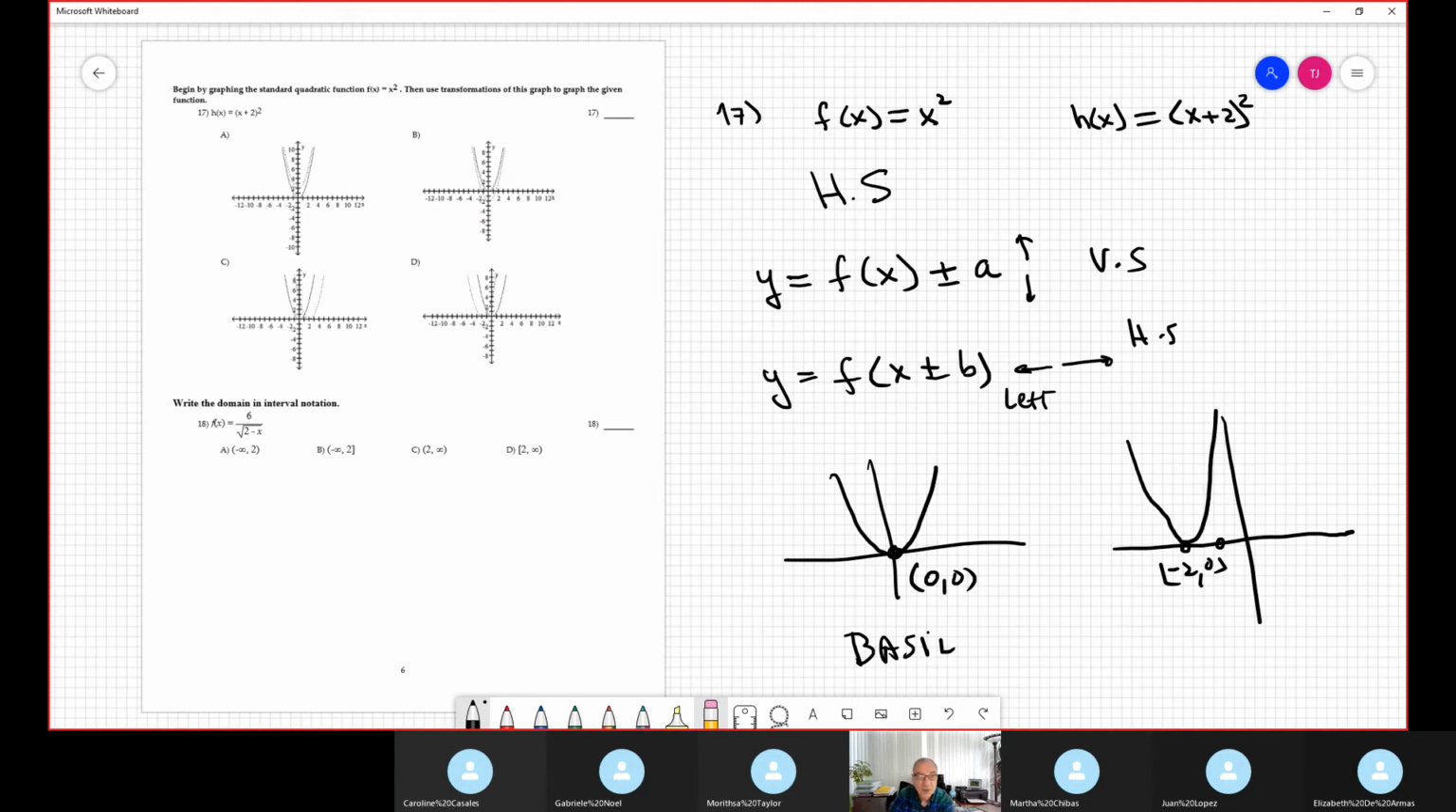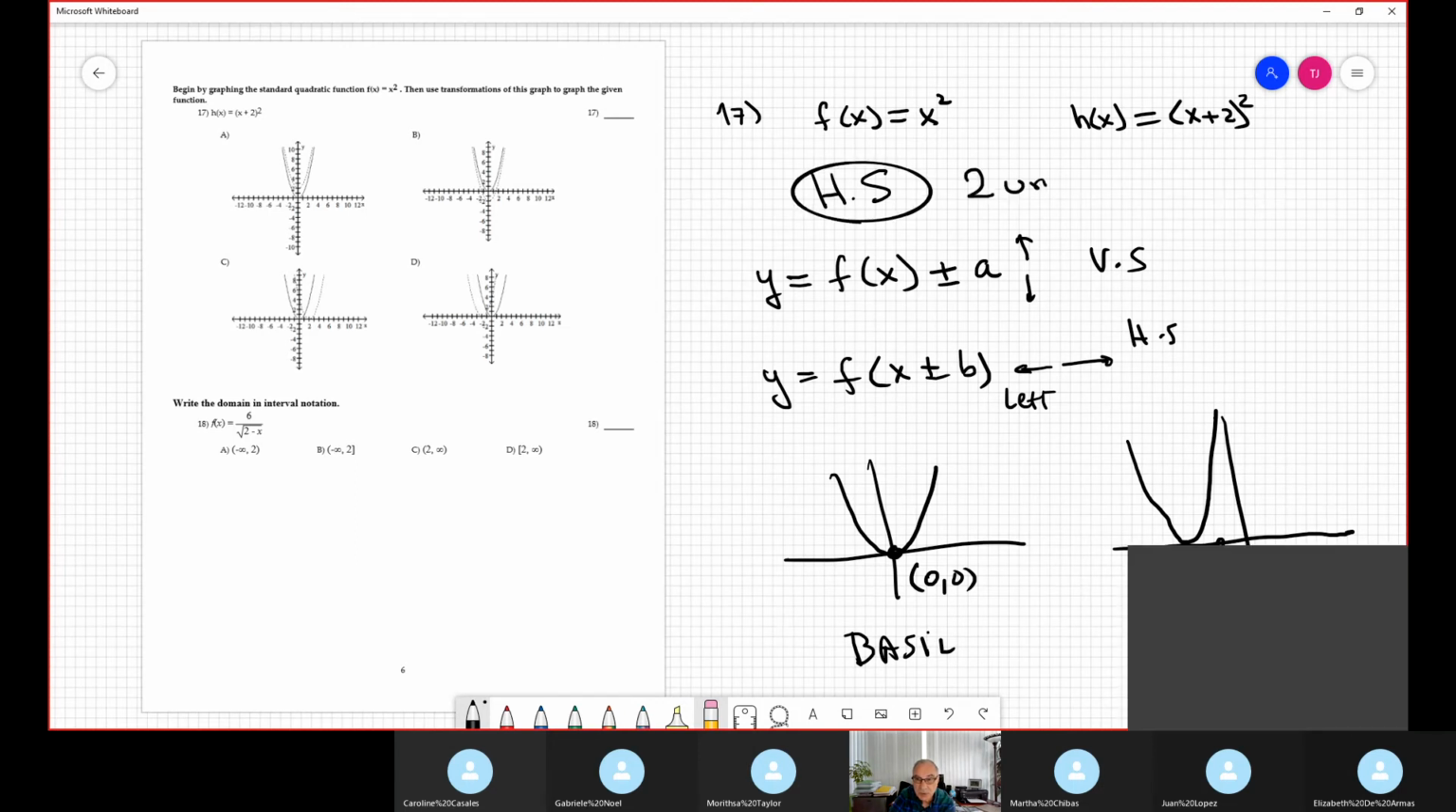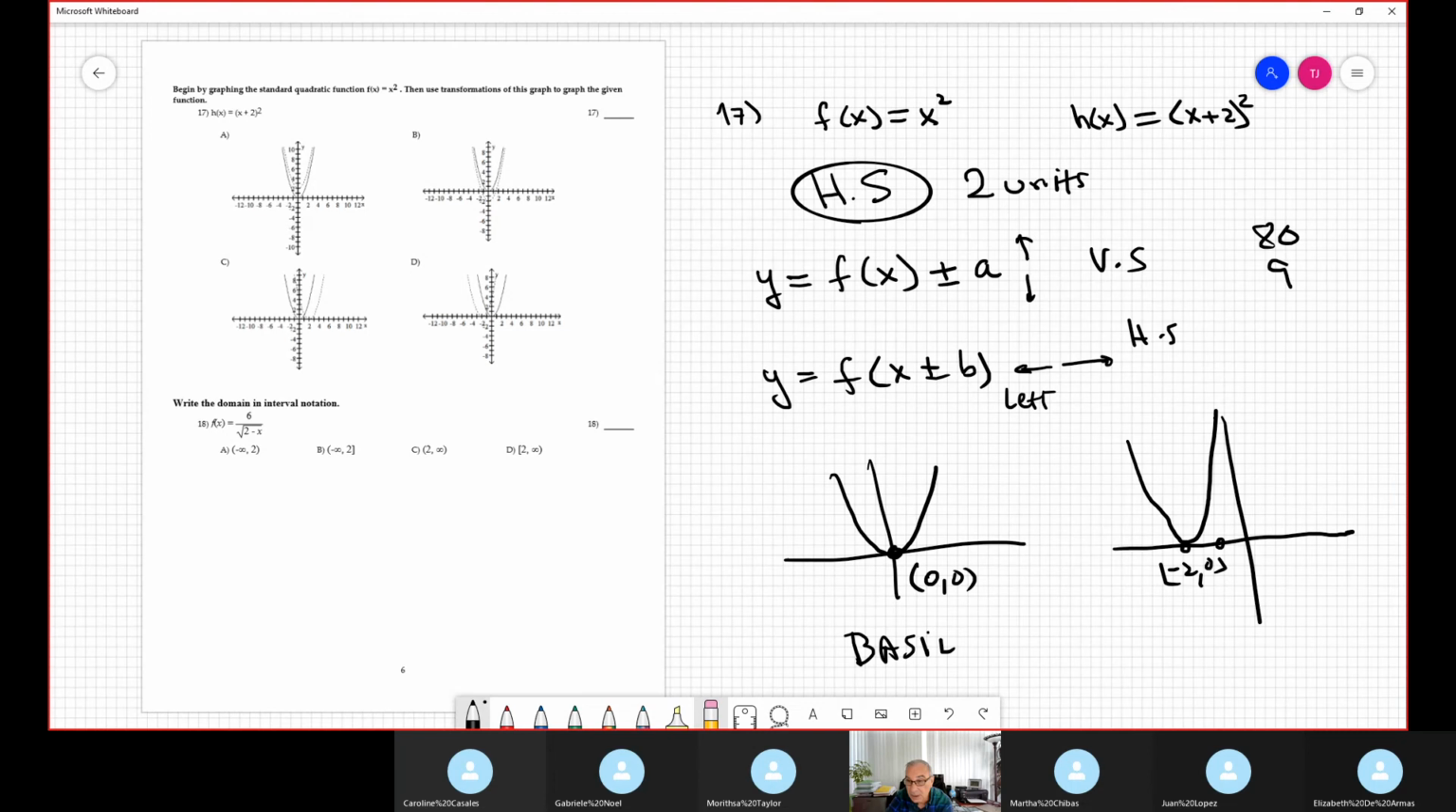Because the transformation that we are doing was a horizontal shift of 2 units. I got 90 in the first one. Yeah, the 80 and 90 is extra. Super. Extra point. Extra 10 points. This was the rule I explained the first day: 2 units to the left.